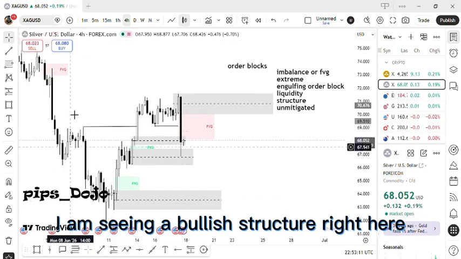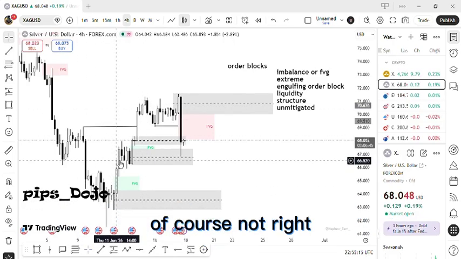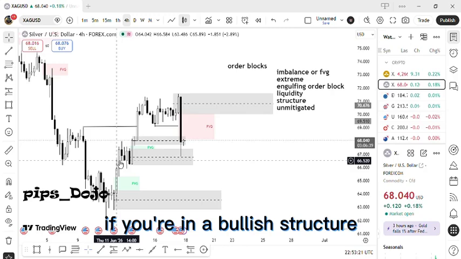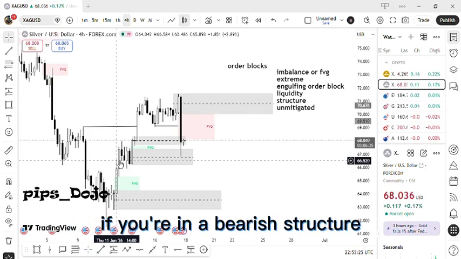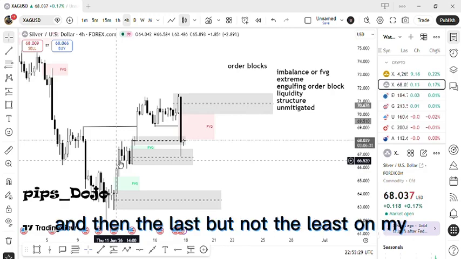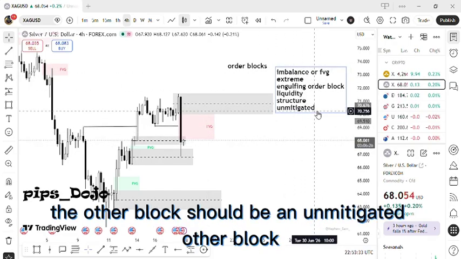I am seeing a bullish structure right here. I won't come and be picking bearish order blocks, of course not, right? It's just not plausible that way. Okay, if you are in a bullish structure, you want to go for bullish order blocks. If you're in a bearish structure, you want to go for bearish order blocks. And then the last but not the least on my curriculum right here, the order block should be an unmitigated order block.